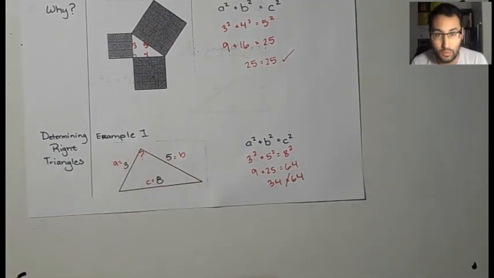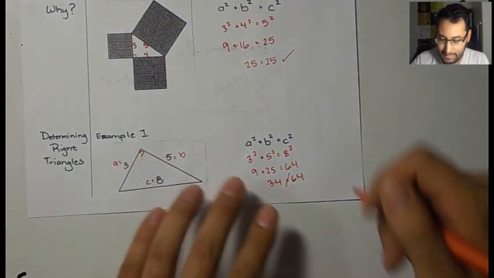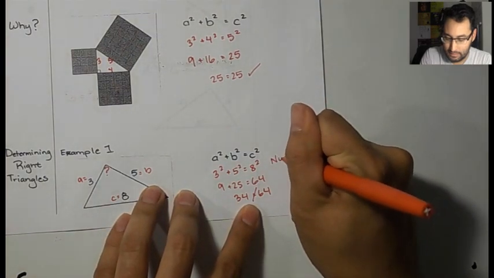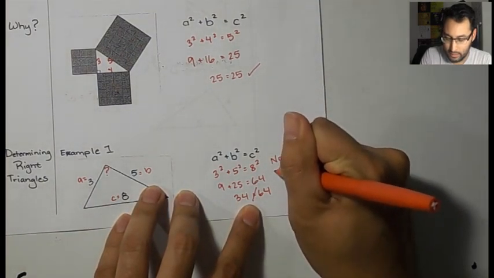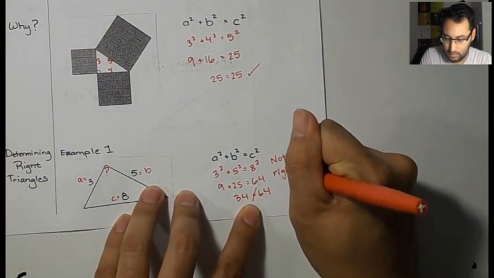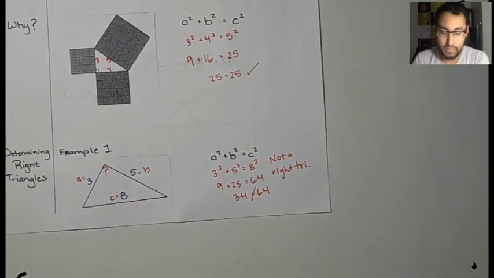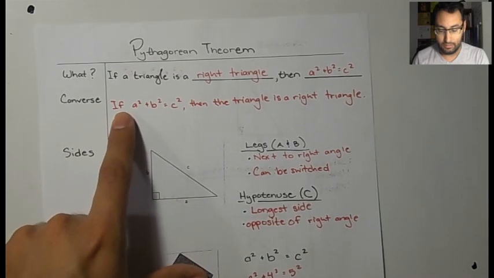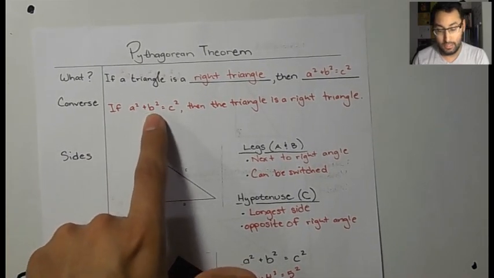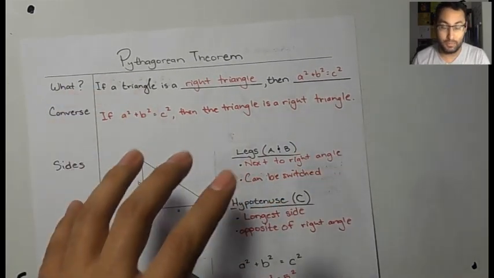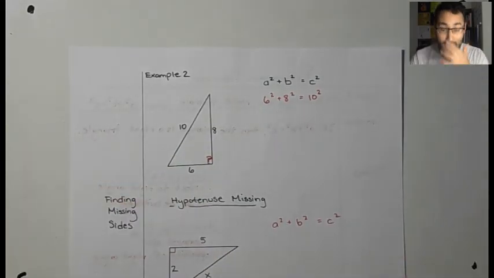It is not equal. So what we can determine from that is that this is not a right triangle. Pretty much it. That's coming from this definition, right? This wasn't true, therefore this isn't true. It's not going to be a right triangle. We're going to do another example of this.